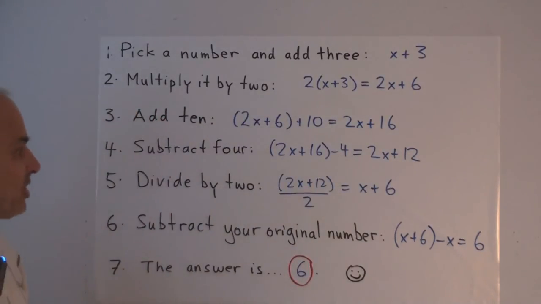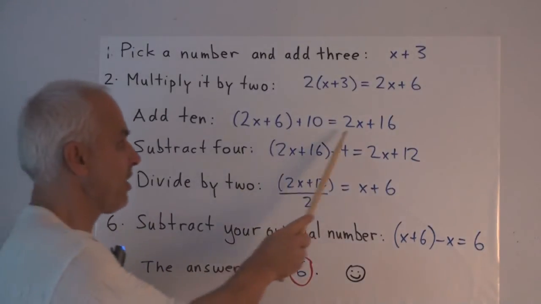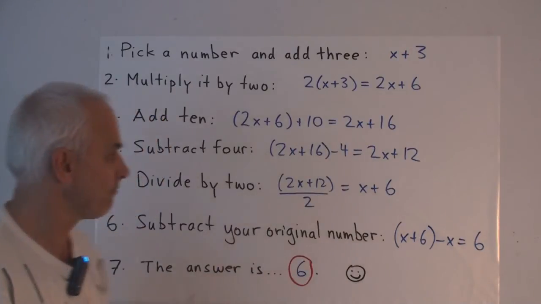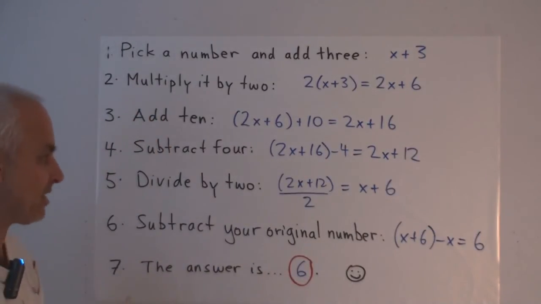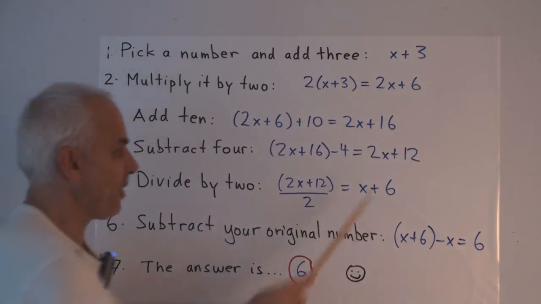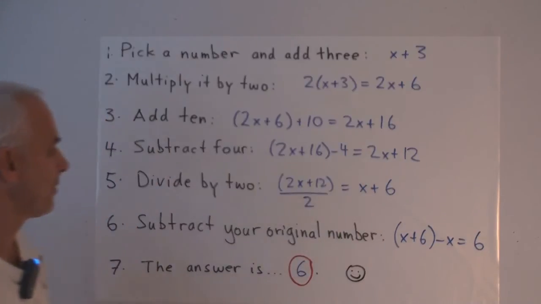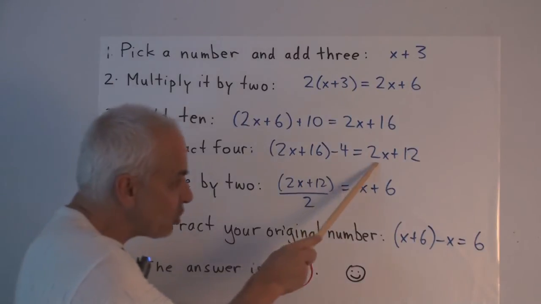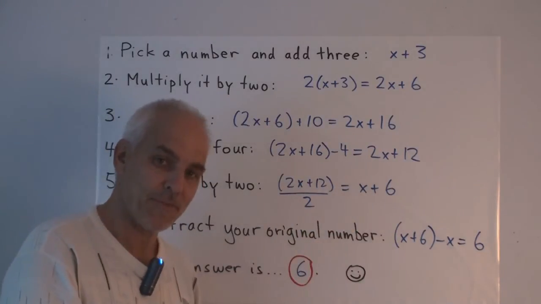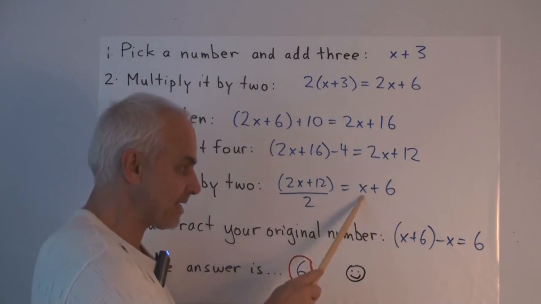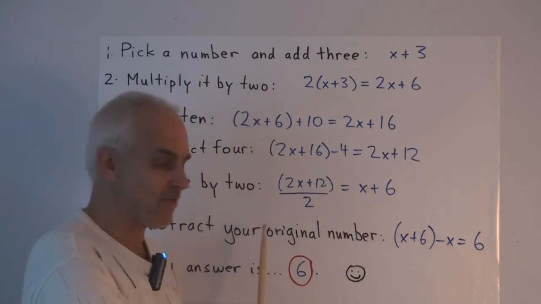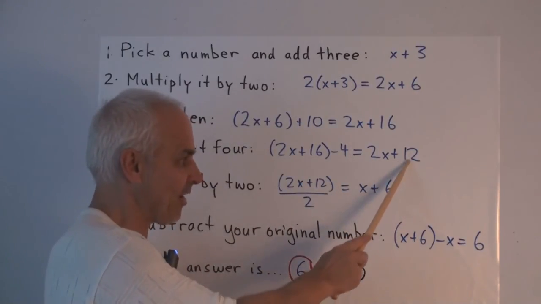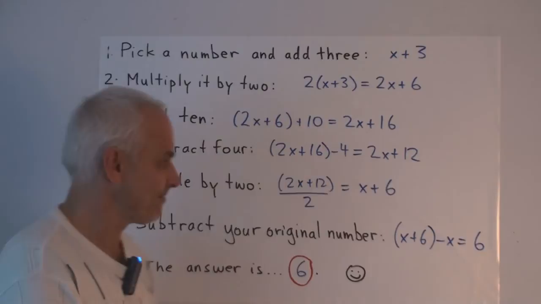The next instruction is add 10. Alright, so then we have 2x plus 16. And the next instruction might be to subtract 4. Well, then we have 2x plus 12. And then we are told to divide by 2. Well, if we divide 2x plus 12 by 2, what we're going to get is x, because 2x divided by 2 is x, plus 6, because 12 divided by 2 is 6.